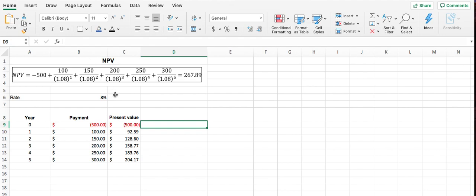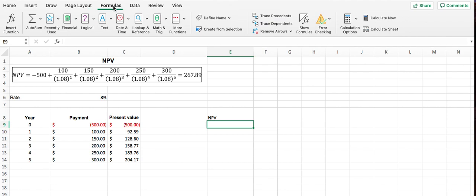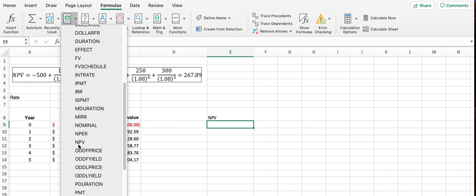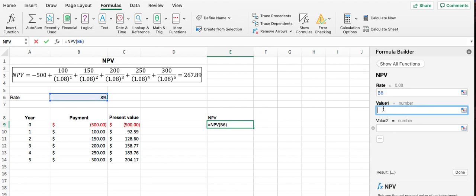So right now we just calculated the present value, but this does not mean the net present value. Now we would like to figure that out. How can we find out the net present value? We can use the formula. We should go here. Net present value. We can write the rate, which is 8%. And the values we are taking.